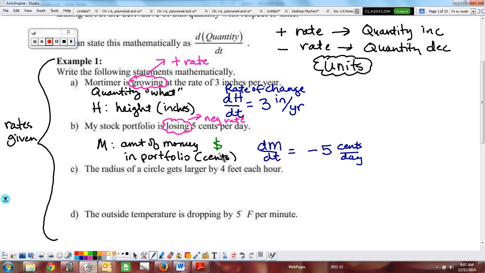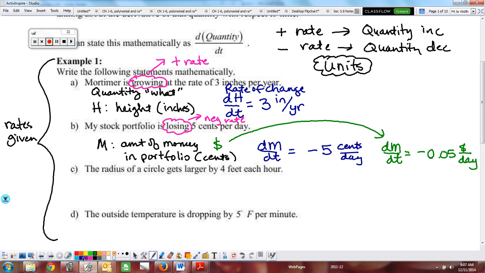But maybe I want to measure it in dollars. If I'm going to measure it in dollars, that would mean over here, when I do my dm/dt, that I need to do negative 0.05 dollars per day. You just have to have matching units as you're doing it and convert your values to make sense in terms of the problem.